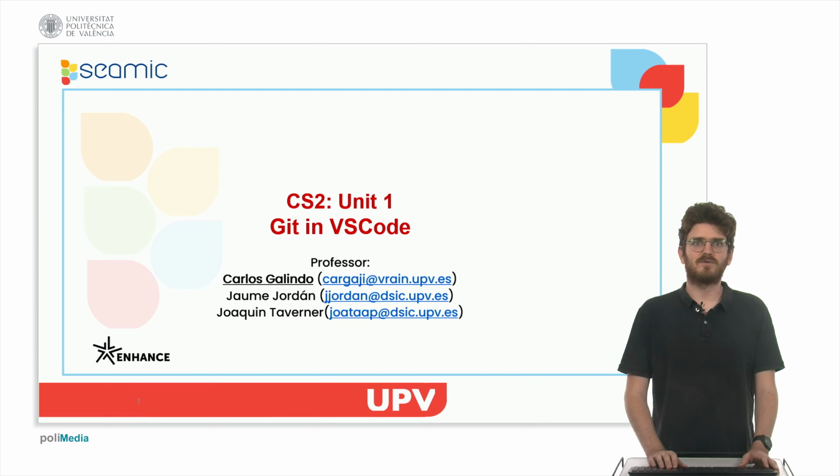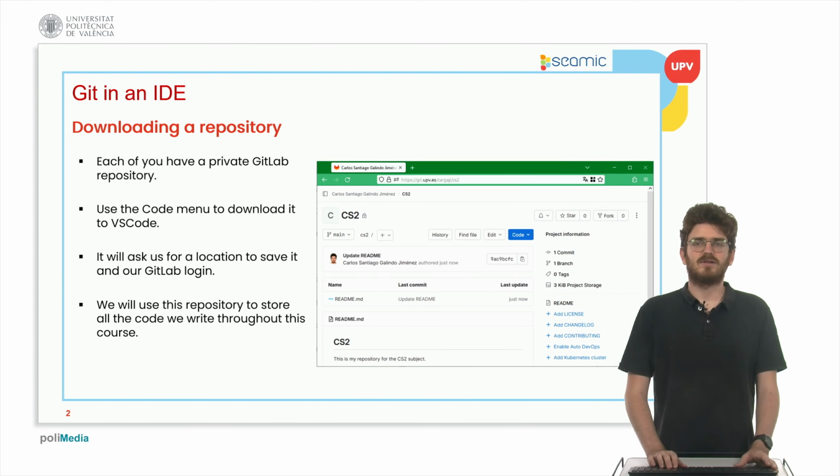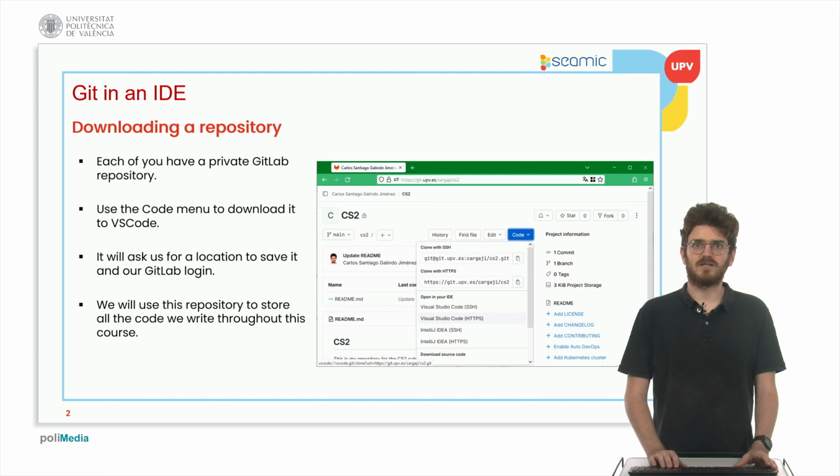Hi again, welcome everyone. In this video we're gonna see how we can use Git for version control inside Visual Studio Code. So, each of you have a repository in the GitLab instance of the university, and you can use the code menu to actually download it and open it directly in Visual Studio Code. So you can click here and then click the option Visual Studio Code HTTPS.